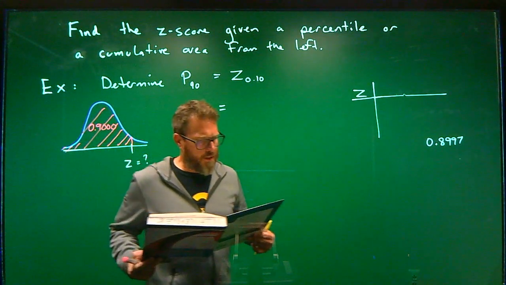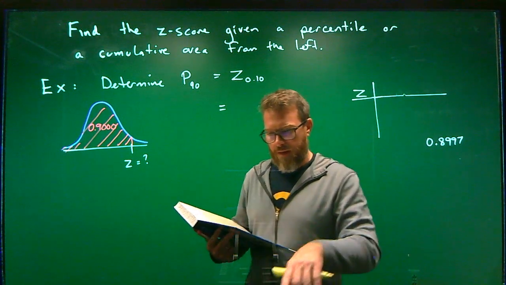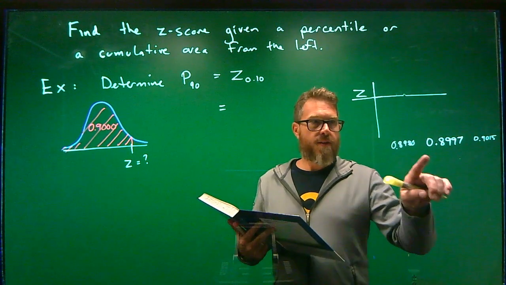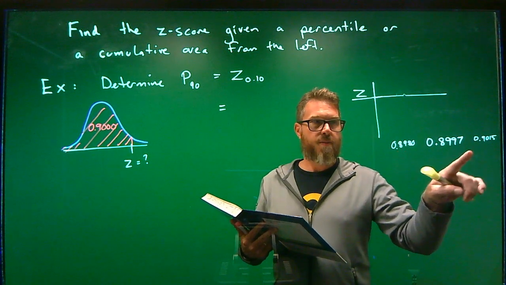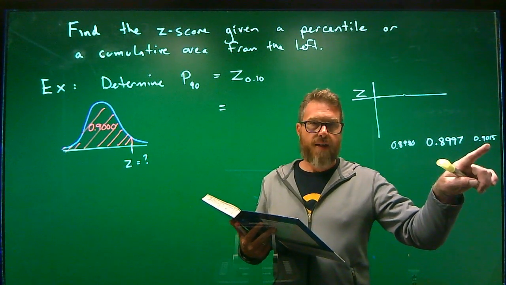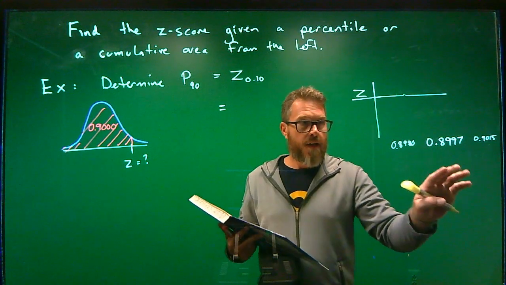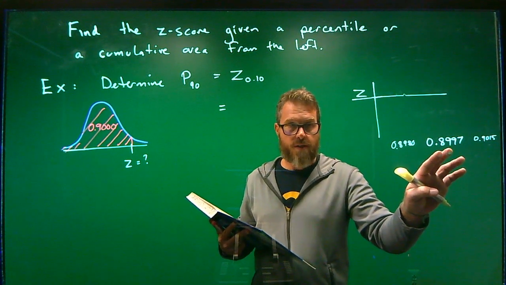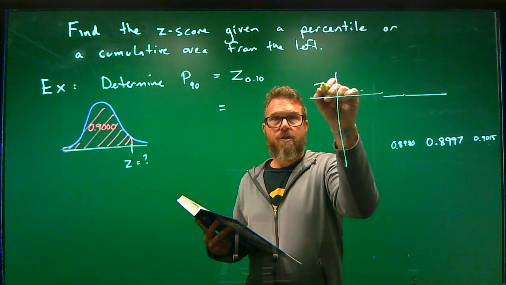Now, just to make sure you understand, the number to the left of that is 0.8980, and the number to the right of this is 0.9015. And really what I was trying to find was 90%, and it wasn't in there, but 0.8997 is the closest number to it. Now I know that it's much farther than this over, so this is the z-score.